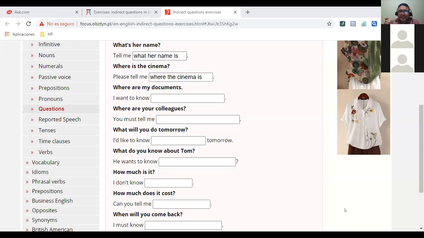When you start the statement with I'd like to know, that's automatically a question. So you don't need to include the auxiliary again. So I'd like to know what you will do tomorrow. What you will do tomorrow. Exactly. So you don't need to include auxiliary do again, because when you say I'd like to know, that is automatically a question.